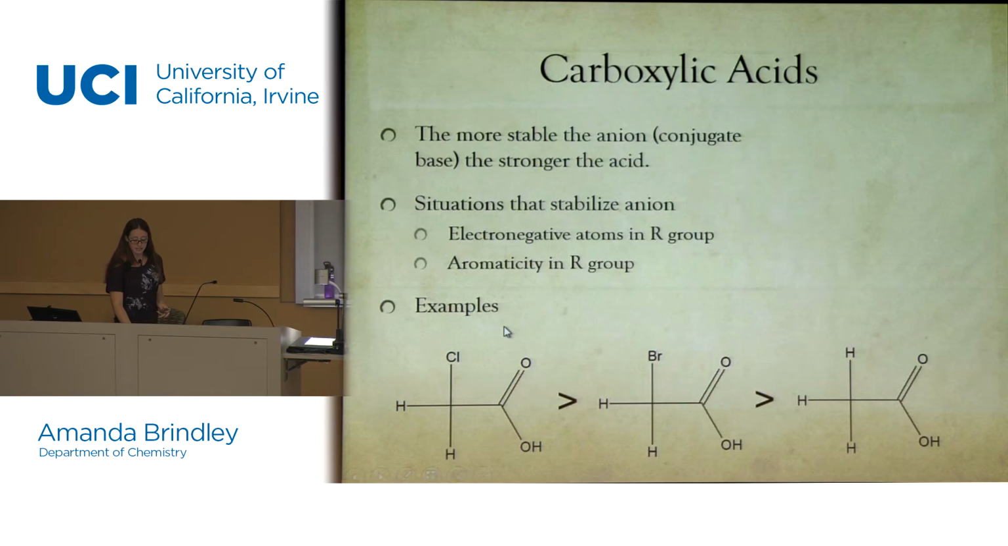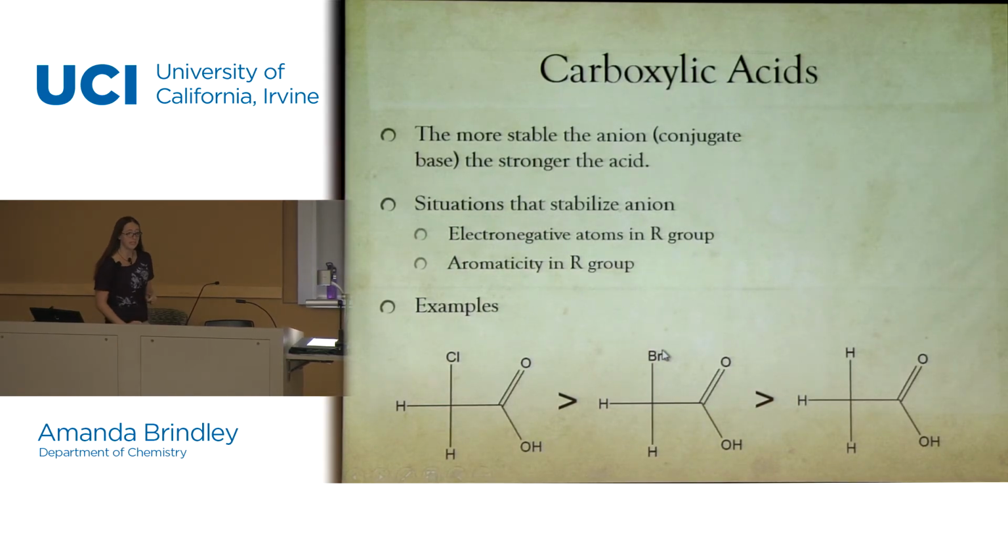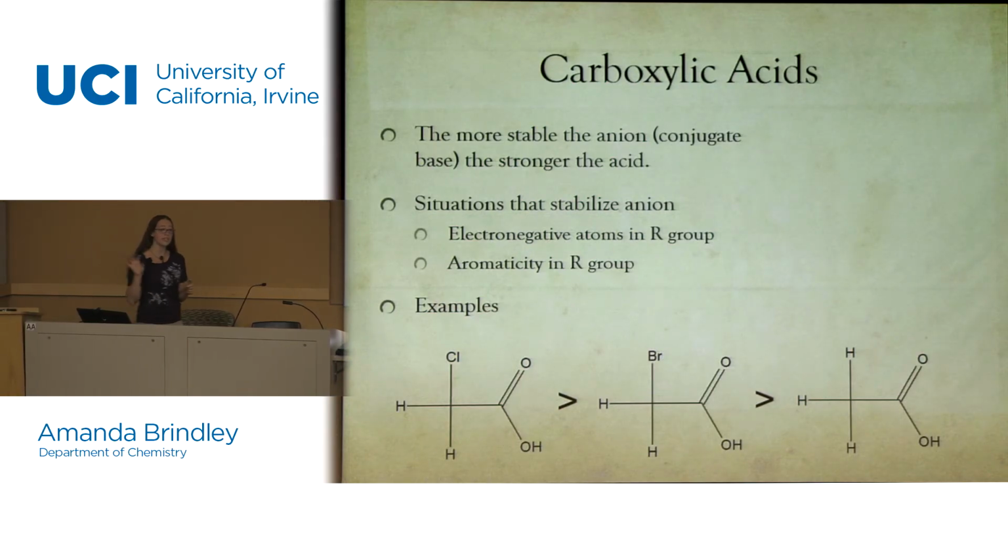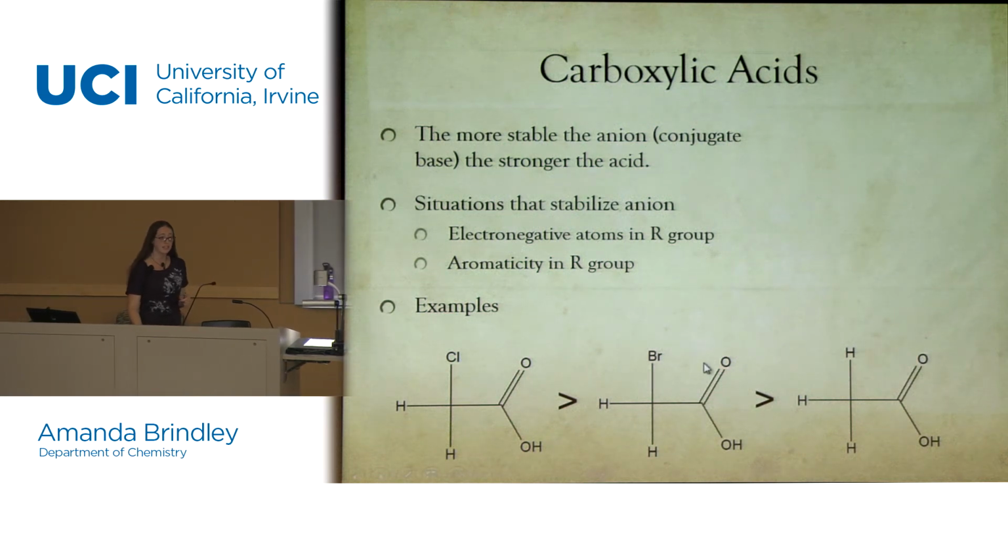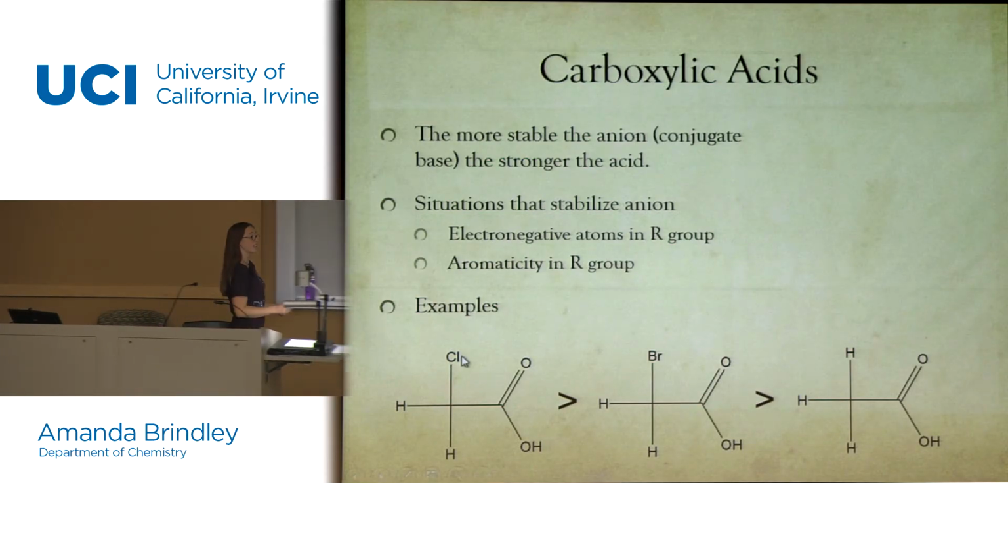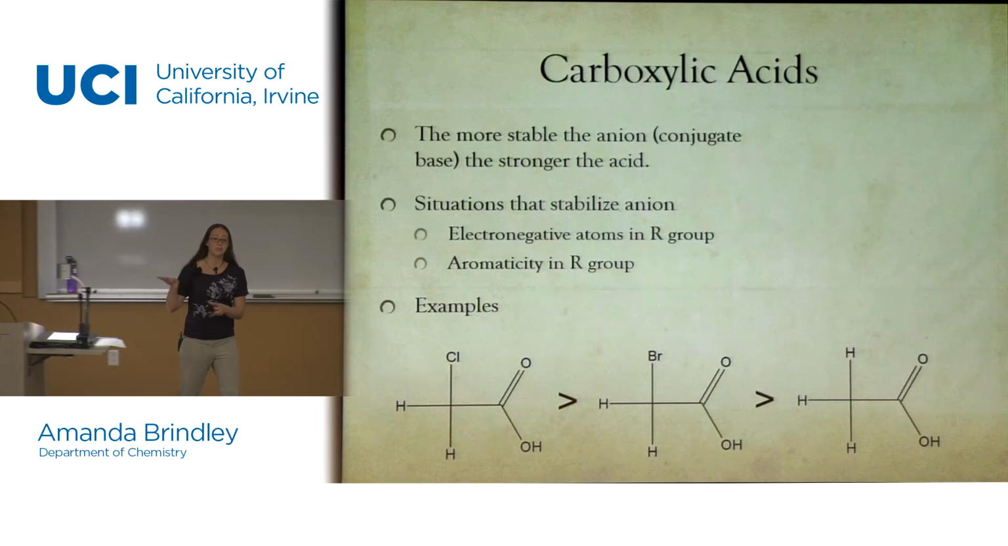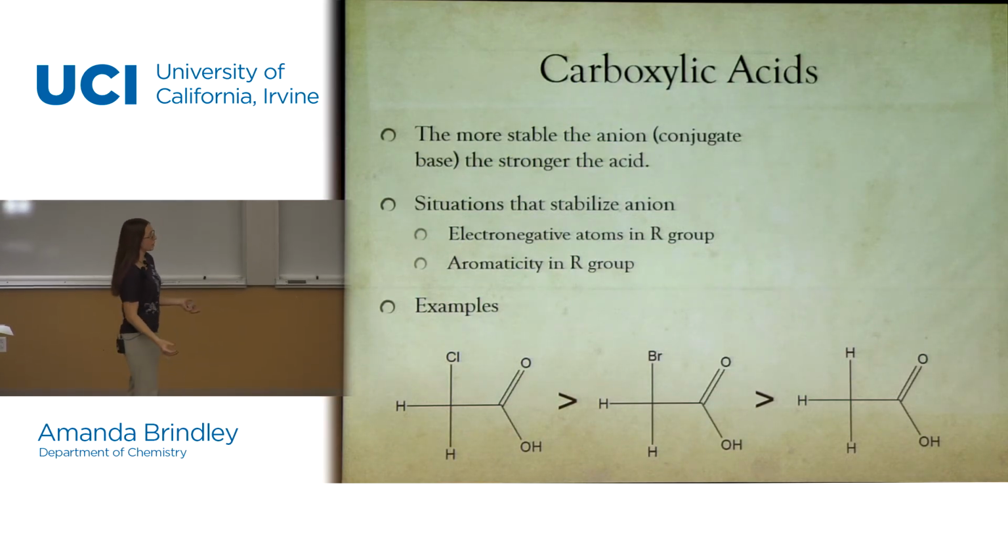Okay, so three examples. This one, we just have a CH3 group. Nothing really electronegative about that. It's just a CH3 group. We can make a stronger acid by adding electronegative groups. So instead of a hydrogen, what if we put a bromine here? Once we put that bromine there, that bromine helps pull a little bit of the electron density toward it, helps ease that negative charge a little bit, makes it a stronger acid. If we put a chlorine there, something with even more electronegativity, it pulls even more of the electron density toward it, which makes it even stronger.